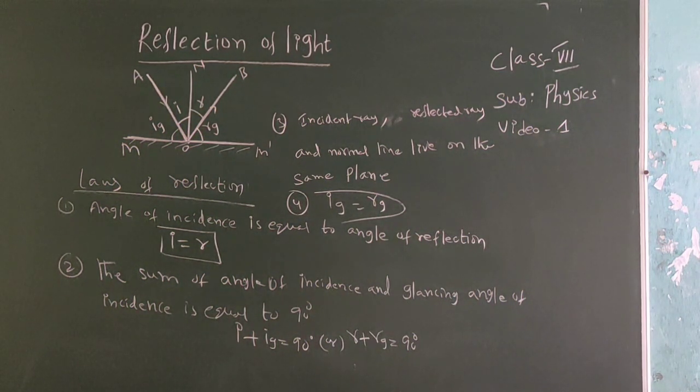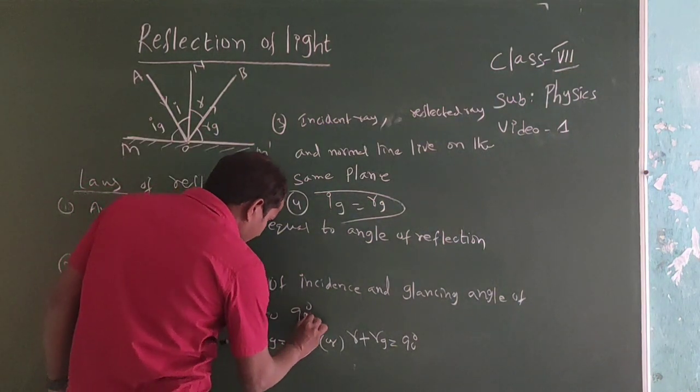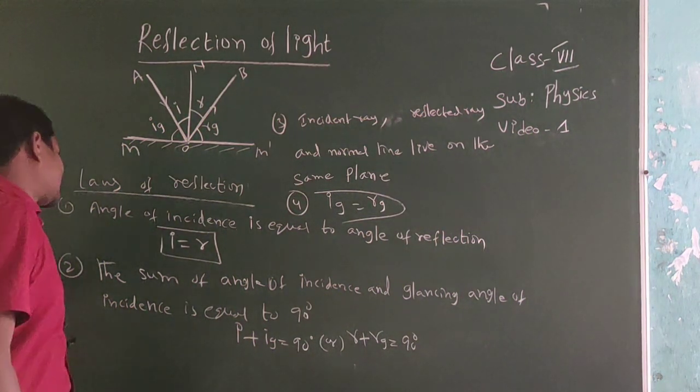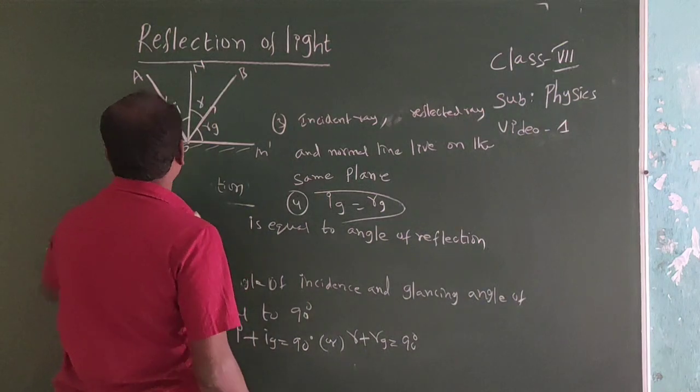Laws of reflection: the angle of incidence is equal to the angle of reflection, I equals R. The sum of the angle of incidence and the glancing angle of incidence is equal to 90 degrees. That means here I plus I is equal to 90 degrees, or R plus R is equal to 90 degrees. Next, the incident ray, reflected ray and normal line lie on the same plane. At the same time, the glancing angle of incidence is equal to the glancing angle of reflection. These are the laws of reflection.